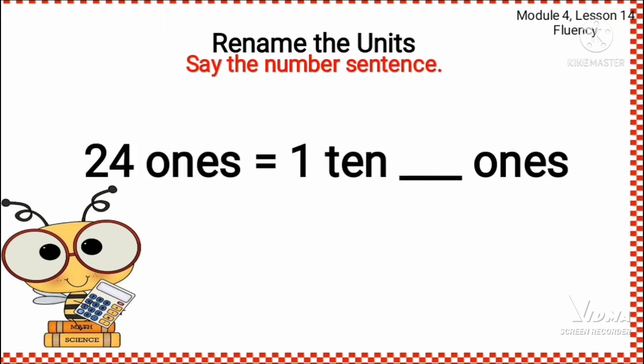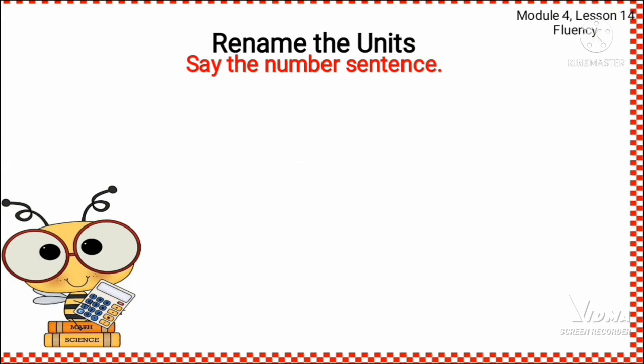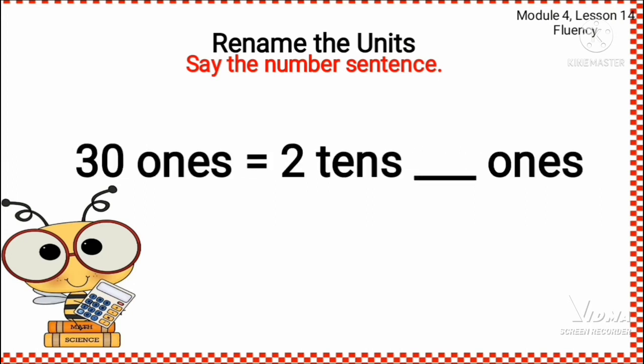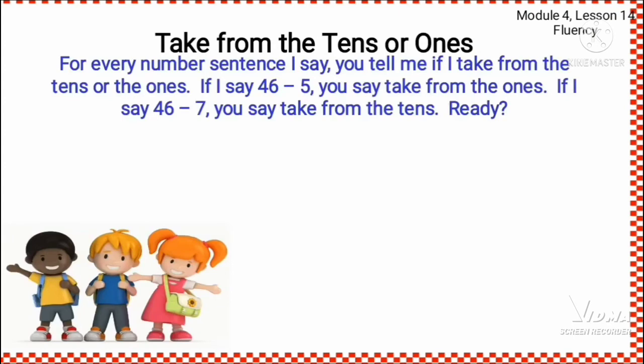24 ones, 1 ten and 14 ones. 30 ones, 2 tens and 10 ones. 38 ones equals 2 tens and 18 ones. 46 ones equals 3 tens and 16 ones. 63 ones equals 5 tens and 13 ones. 88 ones equals 7 tens and 18 ones. Wow, fantastic. Now let us take from the tens or the ones.